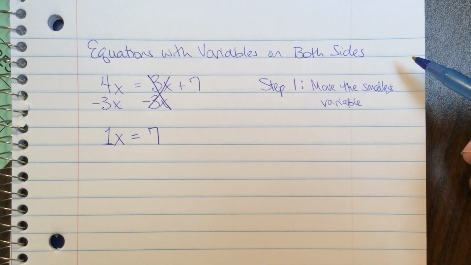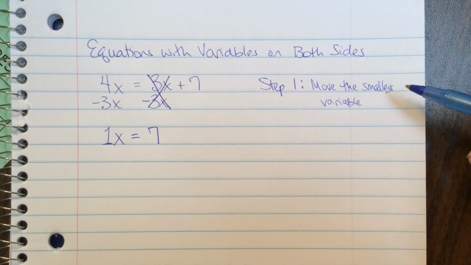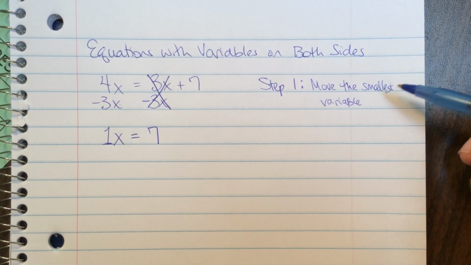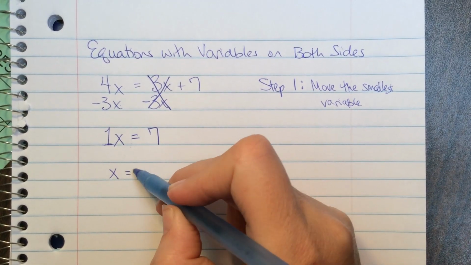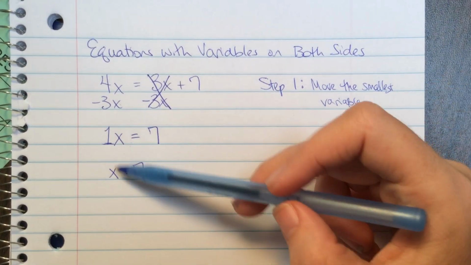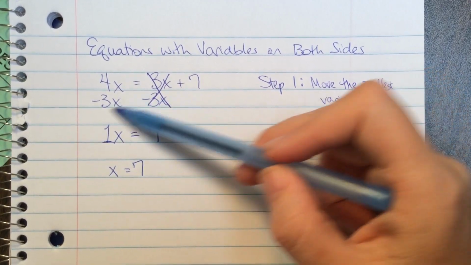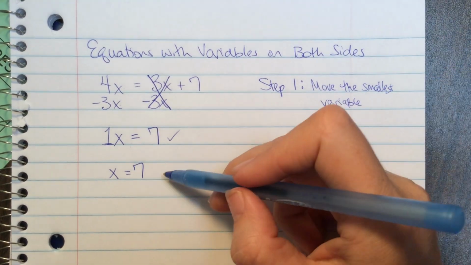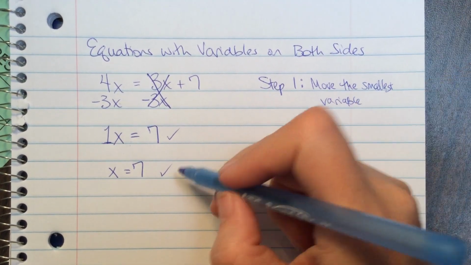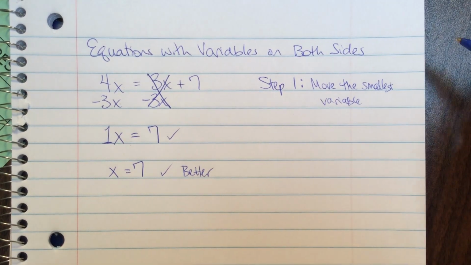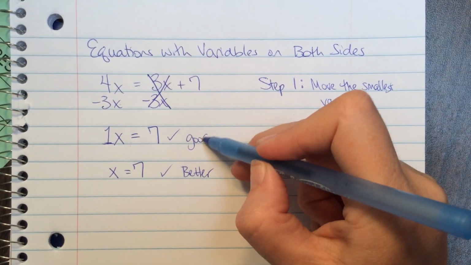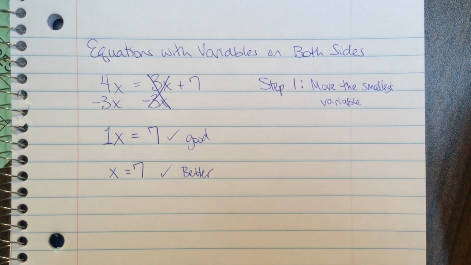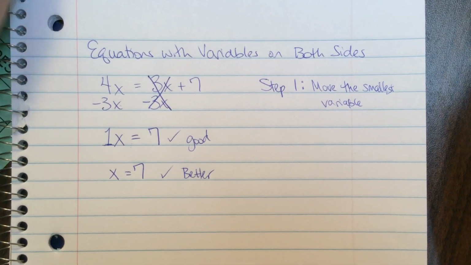But I don't really need to write the 1, do I? In fact, all the time, they don't write the 1. They just leave it x. Both of these things say the same thing. 1x equals 7, that's fine. And x equals 7, that's fine. This is a better answer, but this one's fine. They're both fine. Let's try one a little harder.